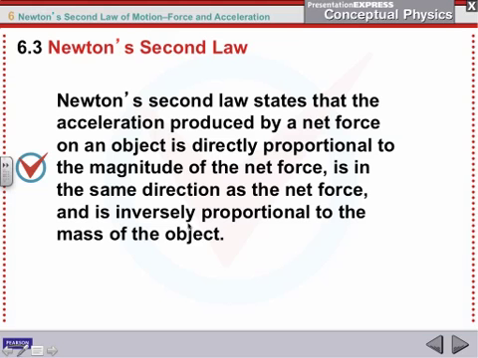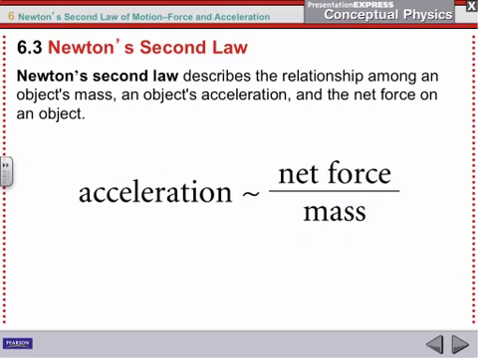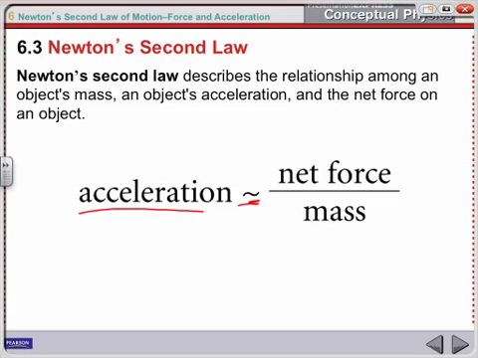All right. So we're going to put these together, and this is Newton's second law, and it states that a net force on an object is directly proportional to the magnitude of the force, and it's in the same direction of the force, and it's inversely proportional to the mass of the object that you're accelerating. So here's my equation. The acceleration is directly proportional to the net force, inversely proportional to the mass. This is Newton's second law of motion.